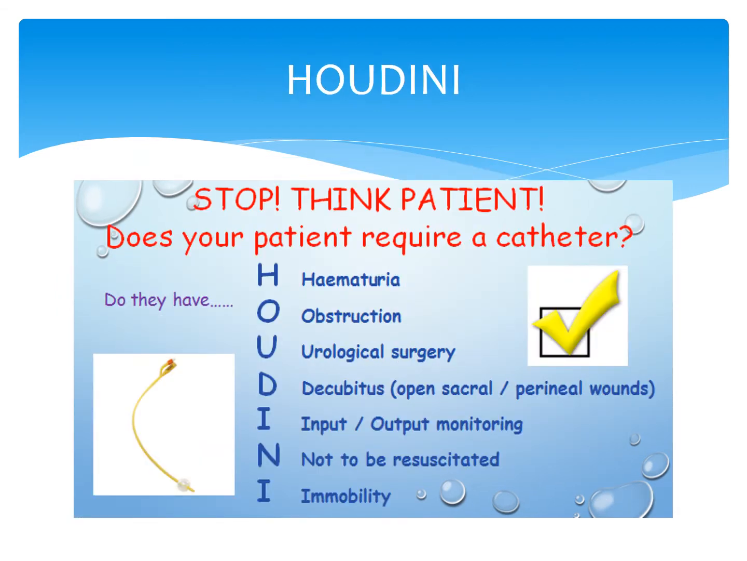If a resident has a urinary catheter, the need for that catheter must be regularly reviewed. HOUDINI is an acronym that outlines justifiable reasons for a catheter to remain in place. If a catheter has been used for any other reason, it must be reviewed and a decision must be taken as to whether or not it could be removed.